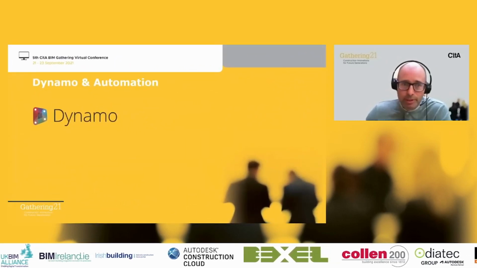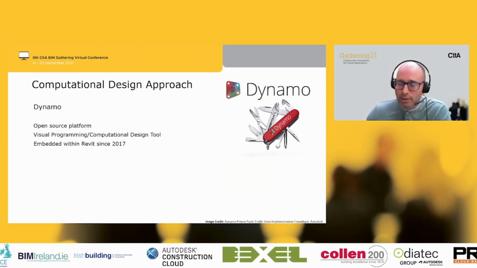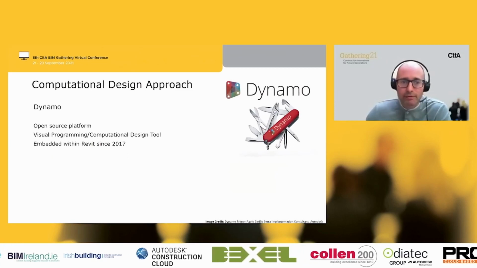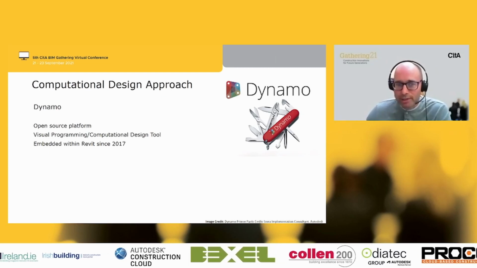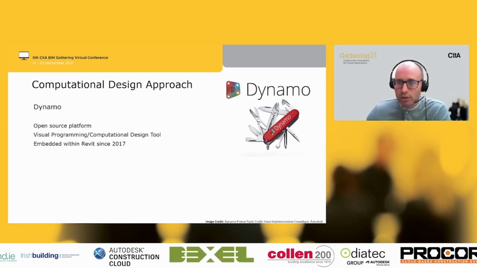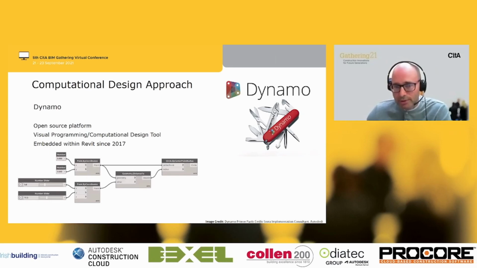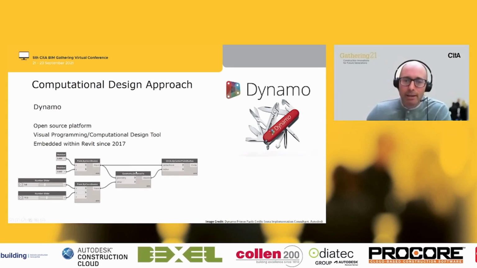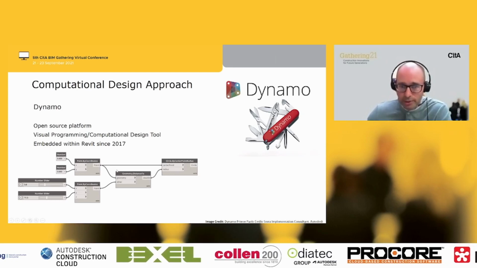So just a very quick bit on Dynamo and automation. For those new to the technology, Dynamo is an open source platform. It's a visual programming computational design tool, and it's been embedded within Revit since 2017. So for any of you that use Autodesk Revit, you've got this tool readily available to you. It's used by programmers and non-programmers alike. Any manual task that you can do in Revit, you can automate through the use of Dynamo.